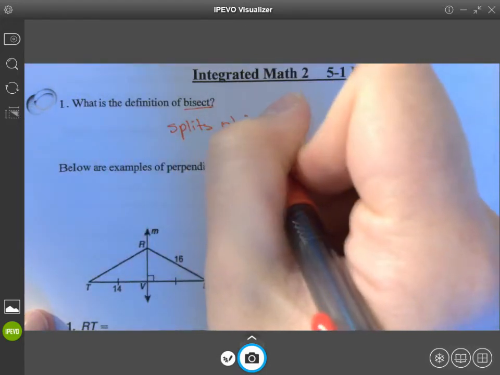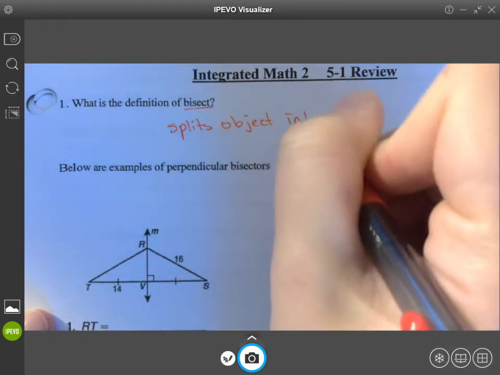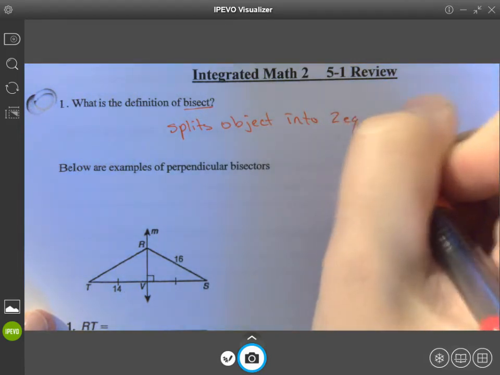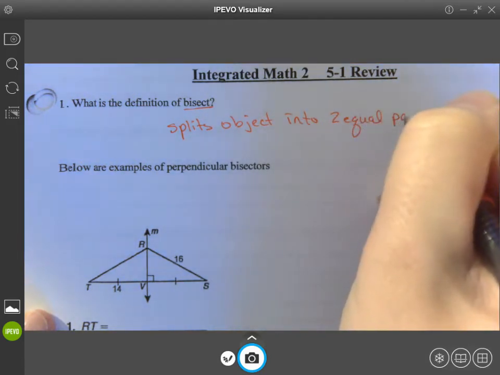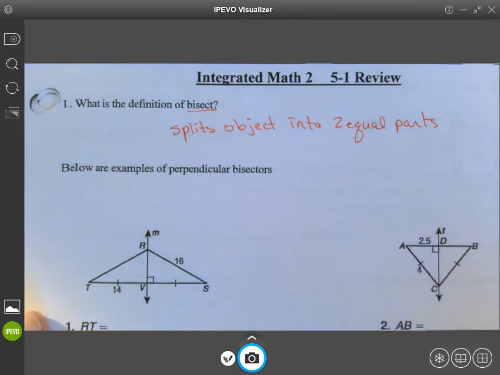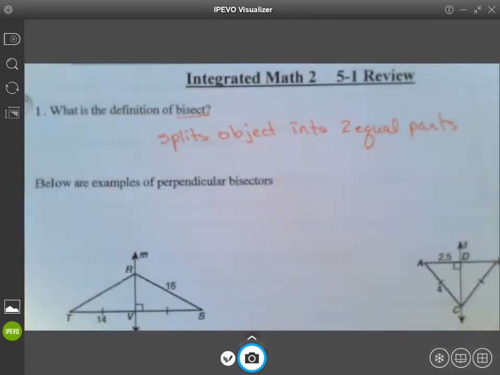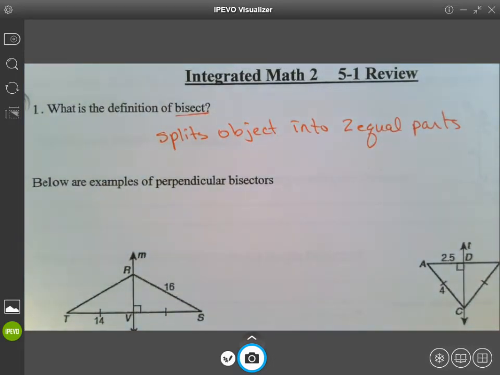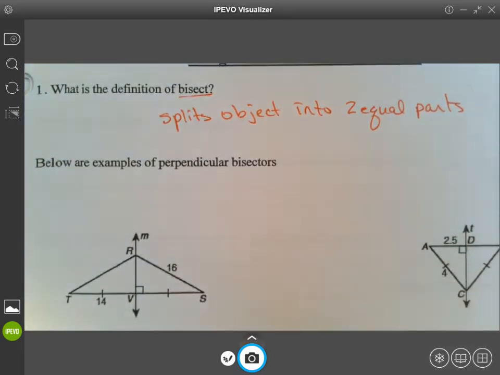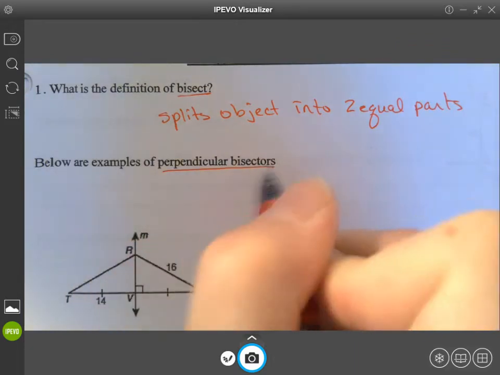an object into two equal parts. You have two equal sections, bisect sections. It splits an object into two equal parts. And I don't know what the object is specifically, but it could most likely be a segment that we're splitting in half. Okay, so we have some examples of perpendicular bisectors.